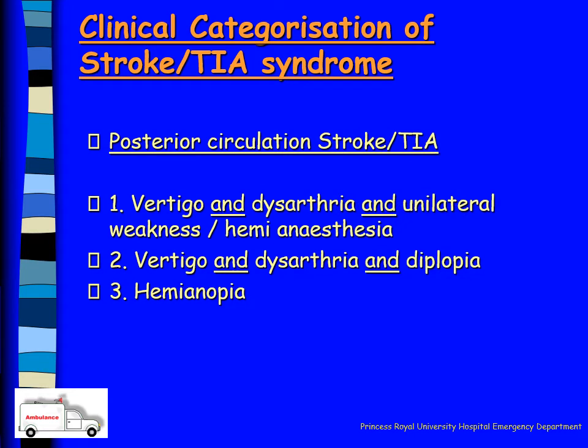In the posterior circulation stroke, it's more common to see cerebellar signs, so do your DANISH test. They have vertigo, dysarthria, and also unilateral weakness can be present, as well as a hemianopia or occipital blindness.